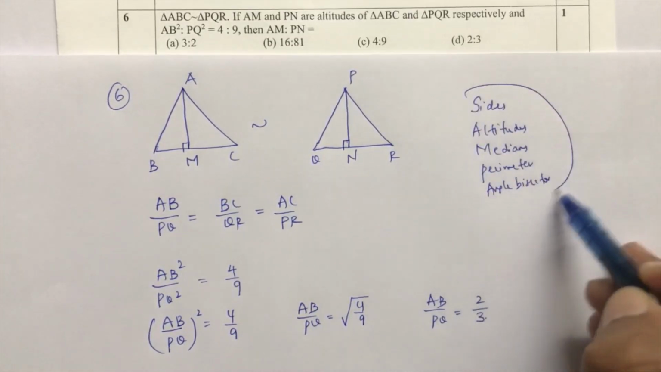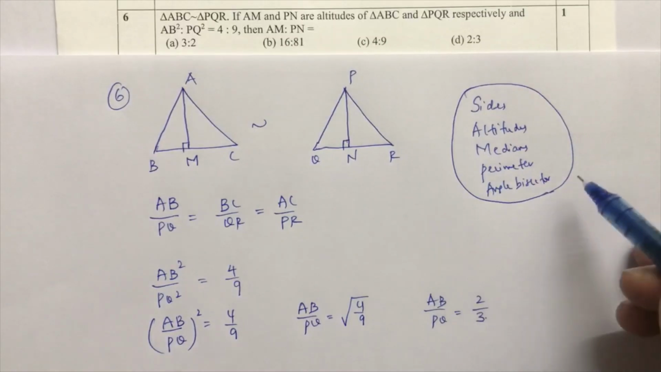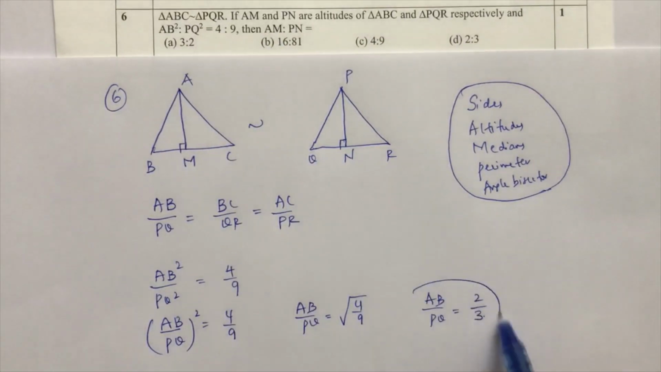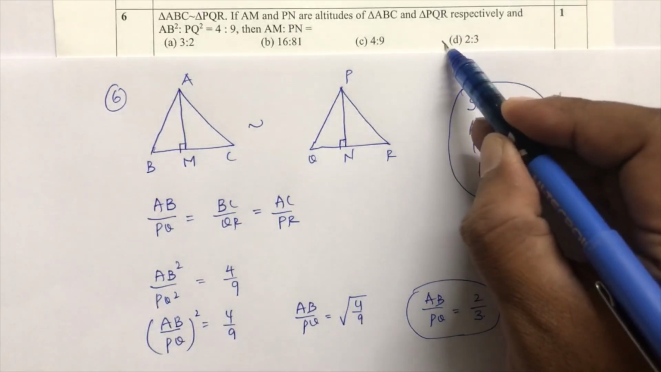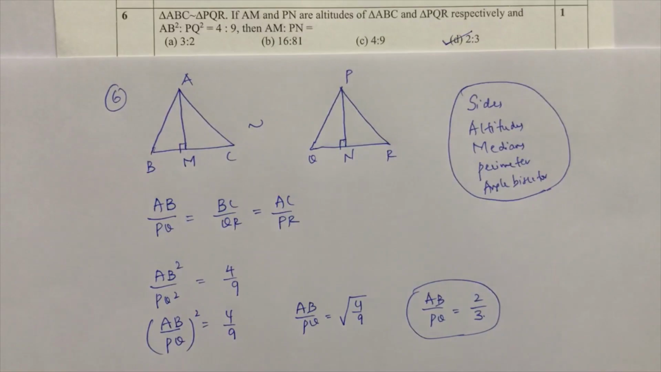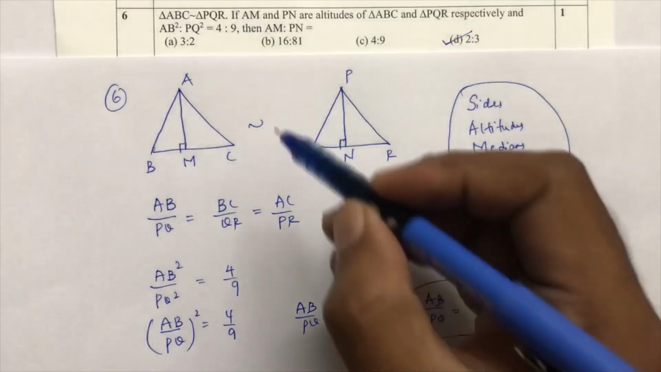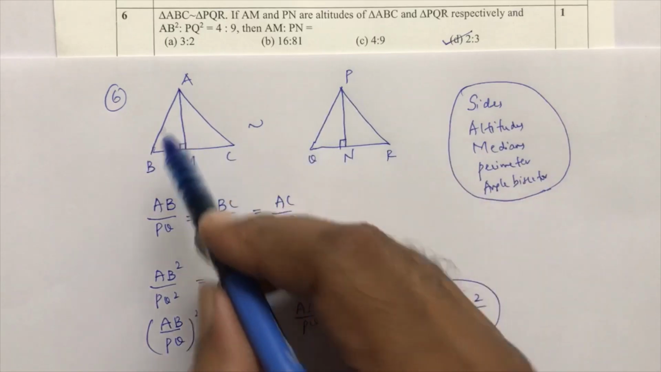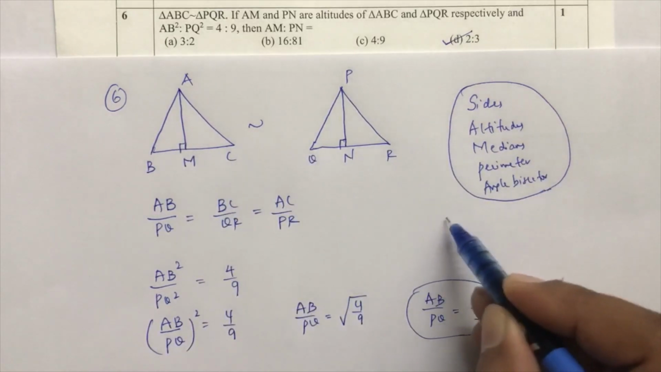All of this will be in the same ratio. Now the question is, the sides are in the ratio 2:3. So the altitudes also will be in the ratio 2:3. The correct option is D. But if it comes for 2 marks, how to prove that altitudes and sides are in the same ratio?